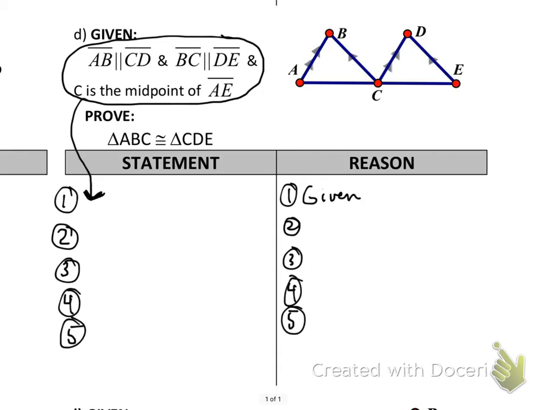Okay, AC is congruent to CE or EC. It doesn't matter how you name it. And what reason do we have for those being congruent? Definition of the midpoint. There you go. To reiterate what we talked about yesterday, if you have a phrase like that C is the midpoint of AE, you're going to use definition of midpoint at some point. And there it is. AC and CE are congruent.